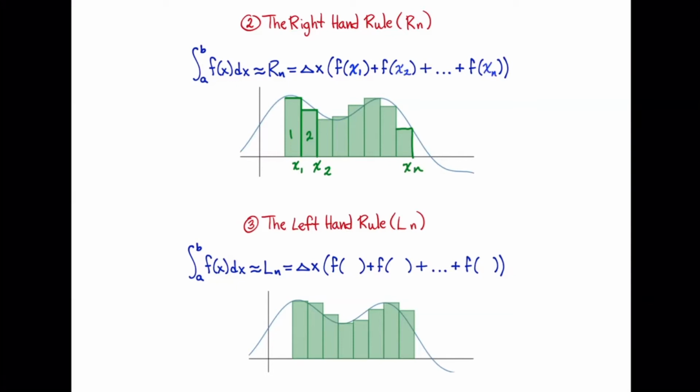For the left-hand rule, now we're looking at the left endpoint of each of these rectangles. And so we're using that to determine the height of the first rectangle, the height of the second rectangle. We would start with x sub 0, then x sub 1, x sub 2, and then for the last rectangle, we're determining the height of it using the left endpoint, which would be x sub n minus 1. So filling in for our formula, we start with the left-hand rule, we start with f of x sub 0, f of x sub 1, and then we end with f of x sub n minus 1.